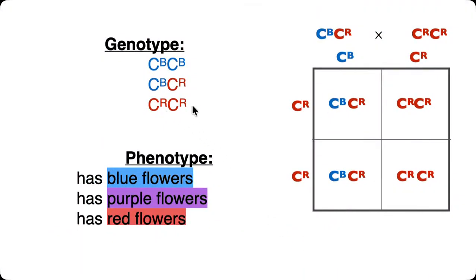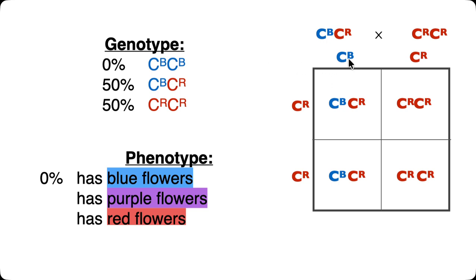So we now have these different possibilities. We could have 2 blue alleles, a blue and a red, and 2 red. What percent of the children have 2 blue alleles? 0%. What percent of the children have blue and red? 50%, these two. What percent have 2 red? 50%. What percent would have blue flowers? Well, in order to have blue flowers, you'd have to have 2 copies of a blue allele.